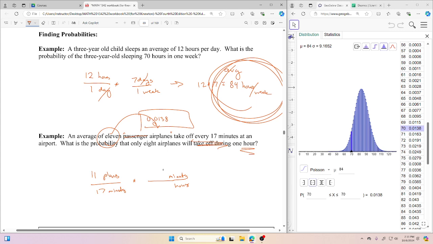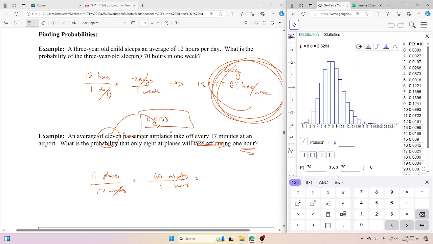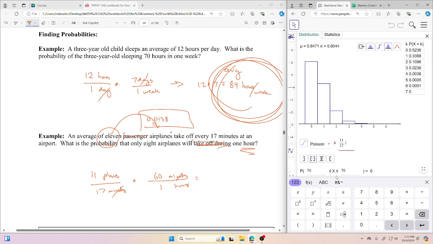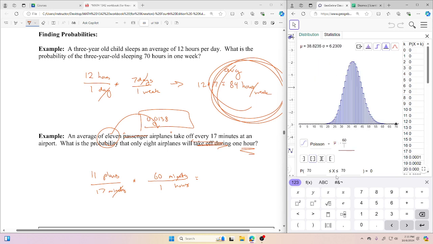So how many minutes per hour? 60 minutes per 1 hour, right? So that's what I would put there. And then the minutes would cancel, and we're going to see that we get 11 divided by 17 times 60 over 1. I know that's really silly, but look what I did.